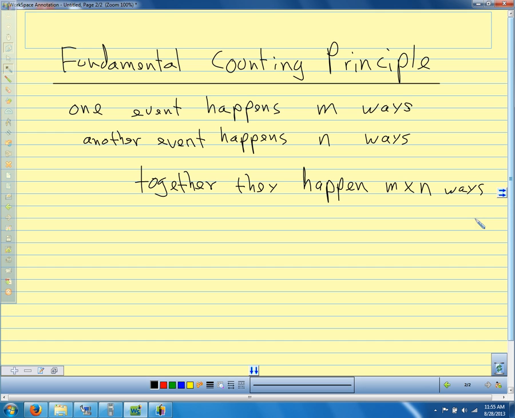So questions on the fundamental counting principle? All right, let's look at another. Yes.